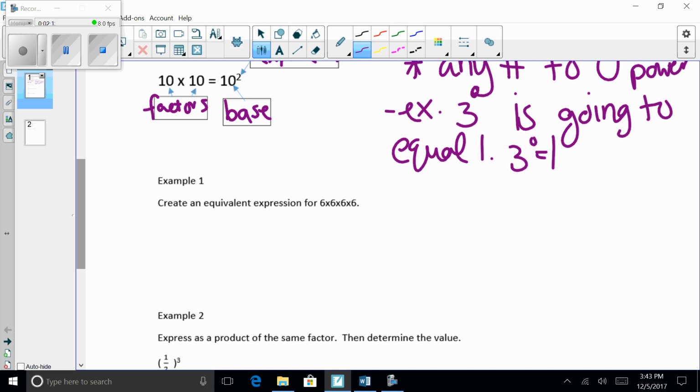Number 1 says create an equivalent expression for 6 times 6 times 6 times 6. The number that keeps repeating over and over again is called the base. So in this case, our base is going to be a 6. Now, to figure out what my exponent is going to be, I count how many of them are shown. So there's 1, 2, 3, 4. So this becomes 6 to the 4th power.